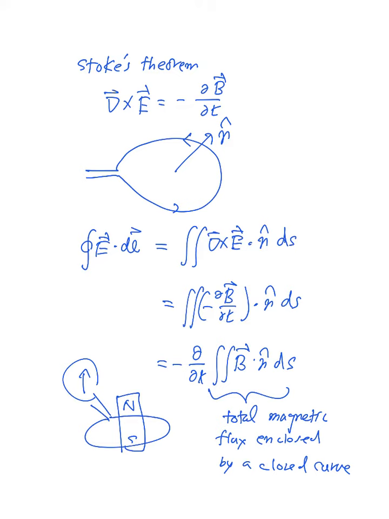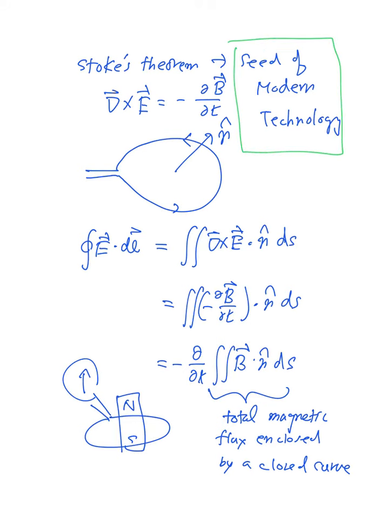Very simple. The closed line integral of a vector is the same as the surface integral of the curl of that vector. It is the seed of modern technology, actually. So without Stokes' theorem, no electricity. Right, it's amazing, isn't it? A very simple mathematical theorem says generation of electricity is possible. And because of Stokes' theorem, we have this classroom with the light bulb, with a projector, which requires electricity, right? Even an iPad, right?